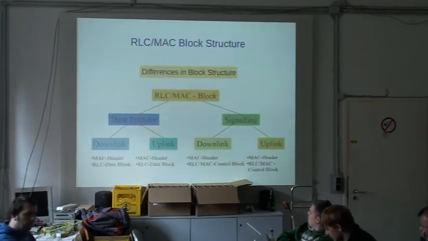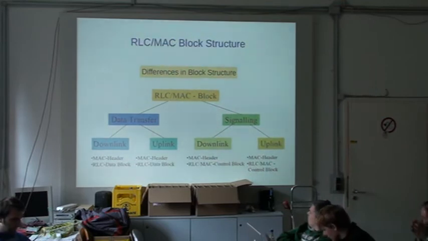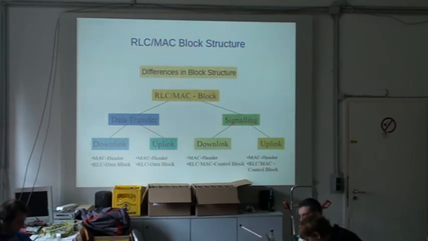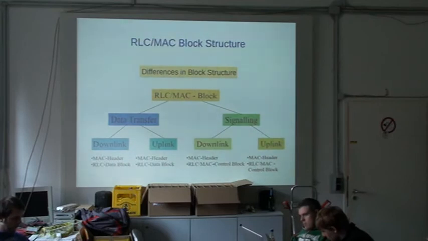Here on the next slide, you can see the differences in block structures. RLC MAC blocks have blocks for data transfer and for signaling, which are different, and for downlink and uplink, all these blocks have different header structures, and also control blocks have a special structure, and it is also a task for the RLC MAC layer to decode and encode control blocks and control messages.